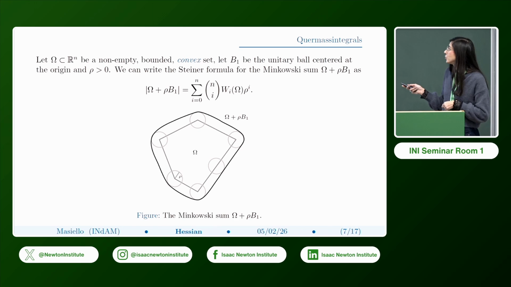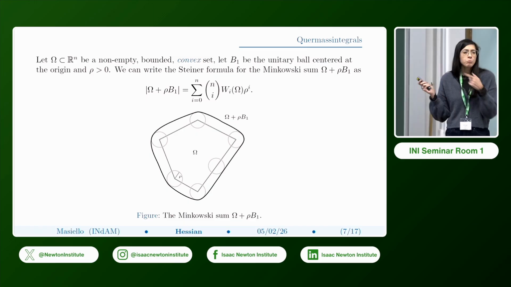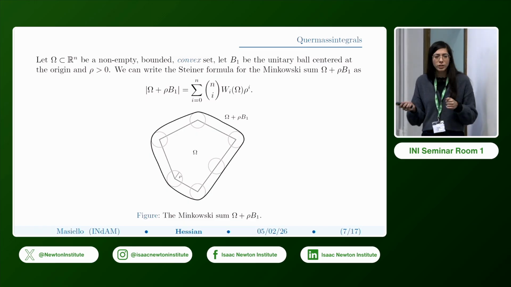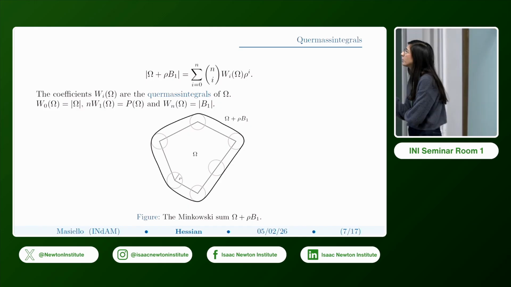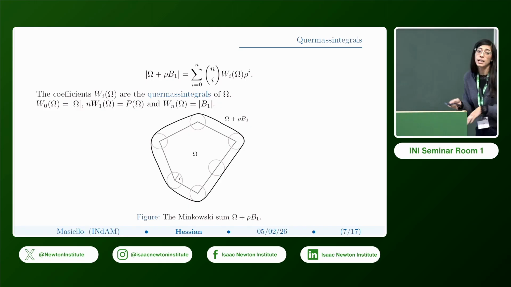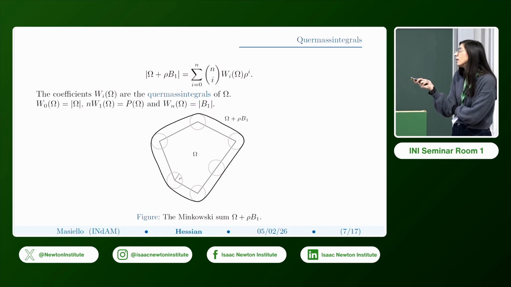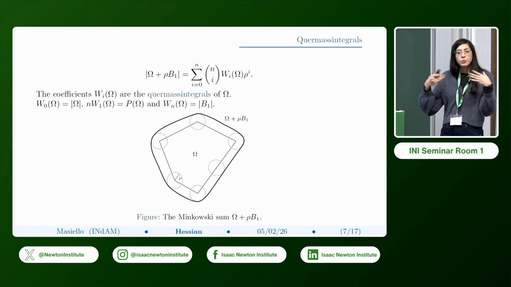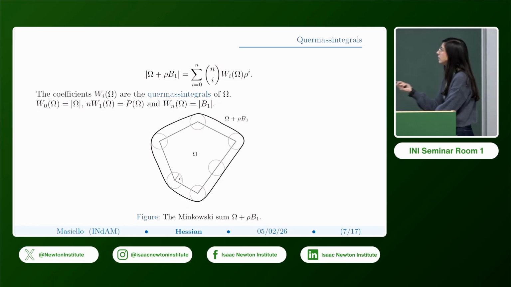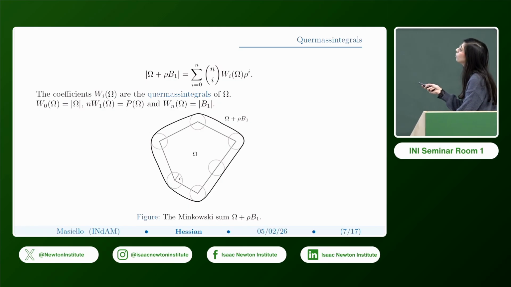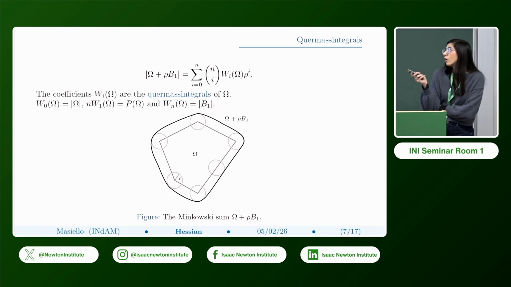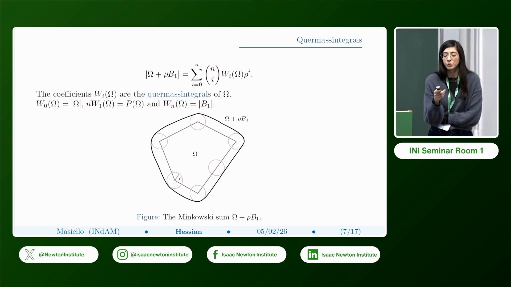So this coefficient here that appears in front of the power of rho are the Quermass integrals of the set omega. And some of these geometrical quantities you already know, because the first one, when you choose i equal to 0, is exactly the volume, while the second one, up to this factor n, is the perimeter. In between, we have other geometrical quantities, while at the end you obtain just a number, which is the measure of the ball of radius 1 in R^n.